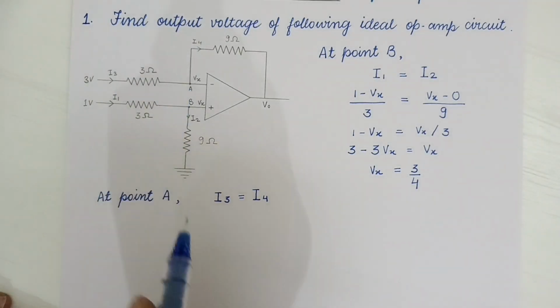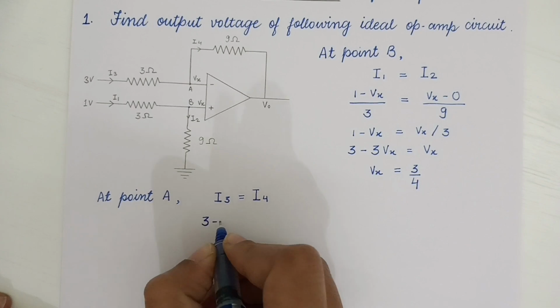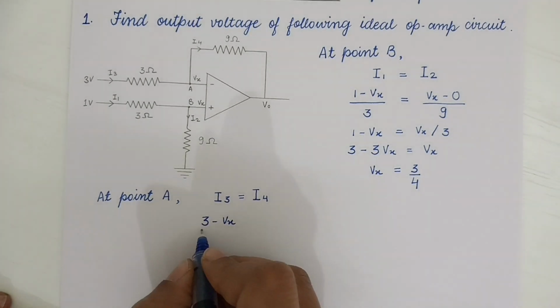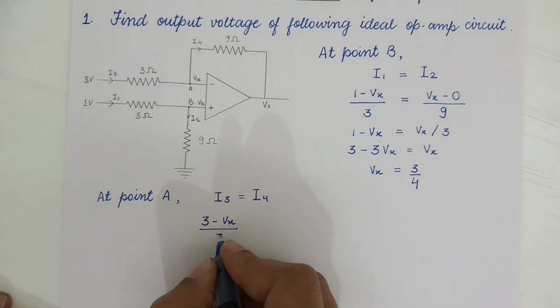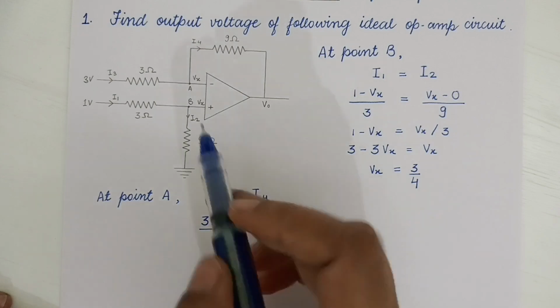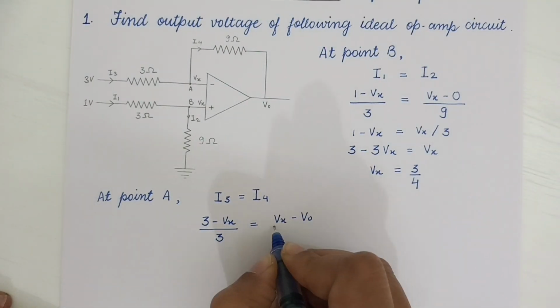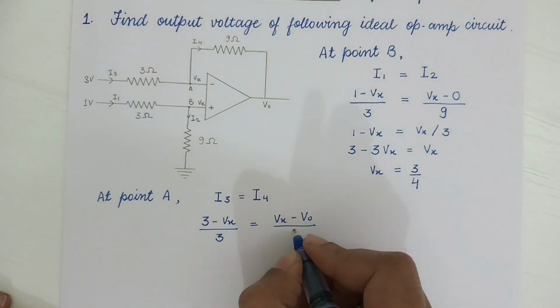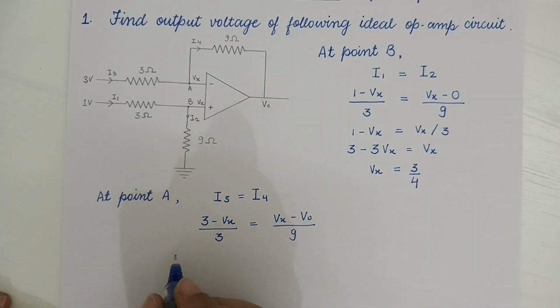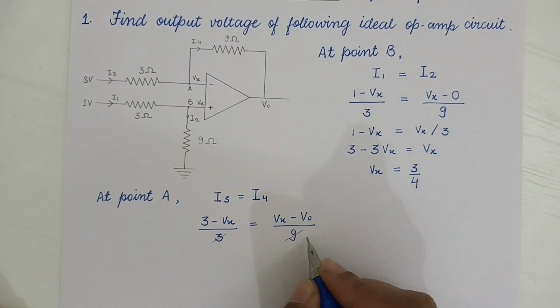So (3 minus Vx) divided by 3 ohm is equal to (Vx minus V0) divided by 9. Now let's solve it. 3 times 9.